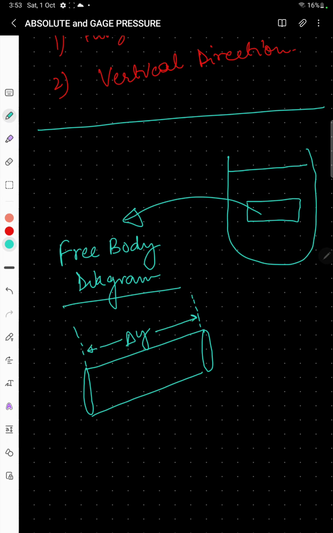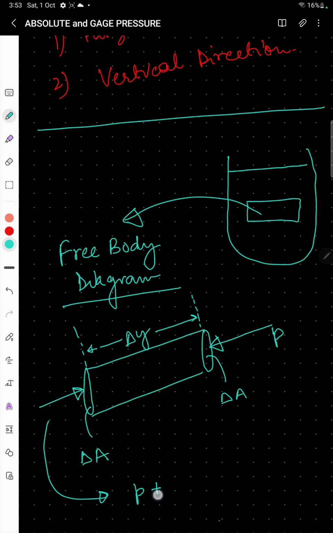Its area is A, or you can say delta A. On both sides the area will be delta A, and the pressure on this side is P, let's say. We are not aware of how much pressure will be on the other side. So let's take that this pressure is P plus del P divided by del y, multiplied by delta y.